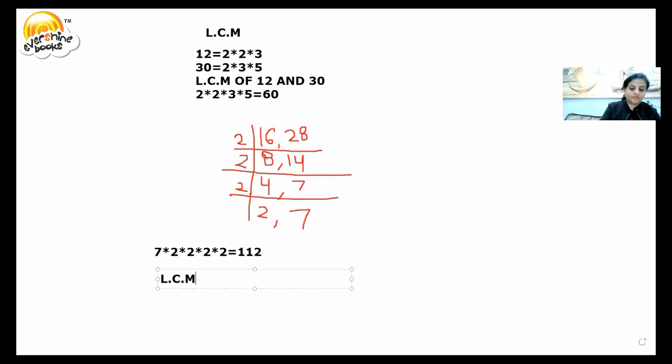LCM of 16 and 28, this number is 112. Okay.